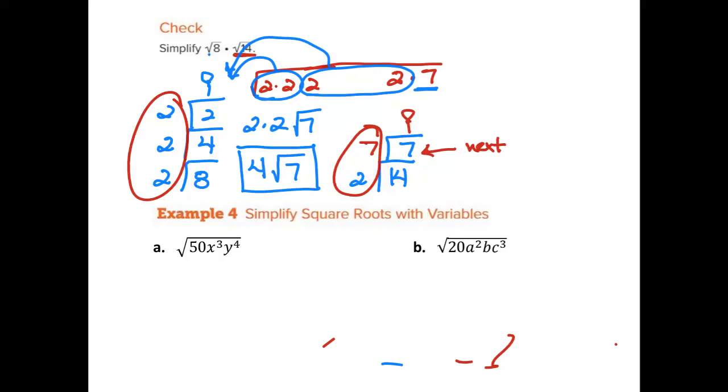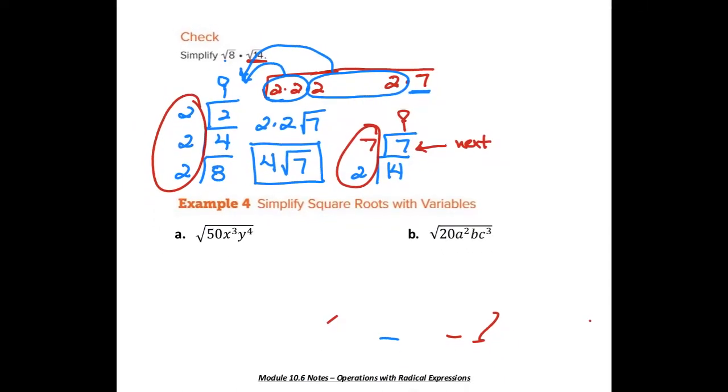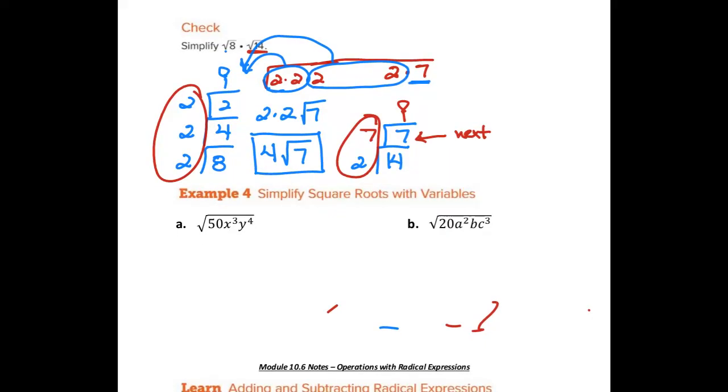Did anybody happen to have that for an answer? Very nice. If you didn't, do you see why this works now? Okay. Does this make some sense? No? Can you tell me where it doesn't? Do you understand how to get the prime factorization?